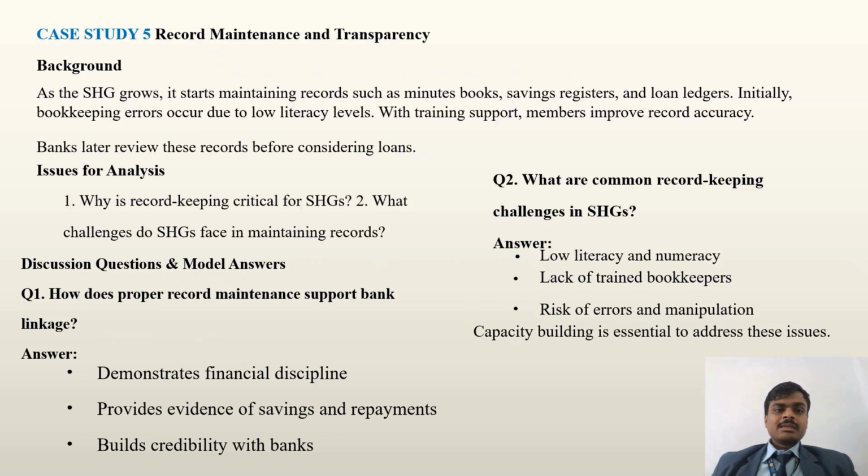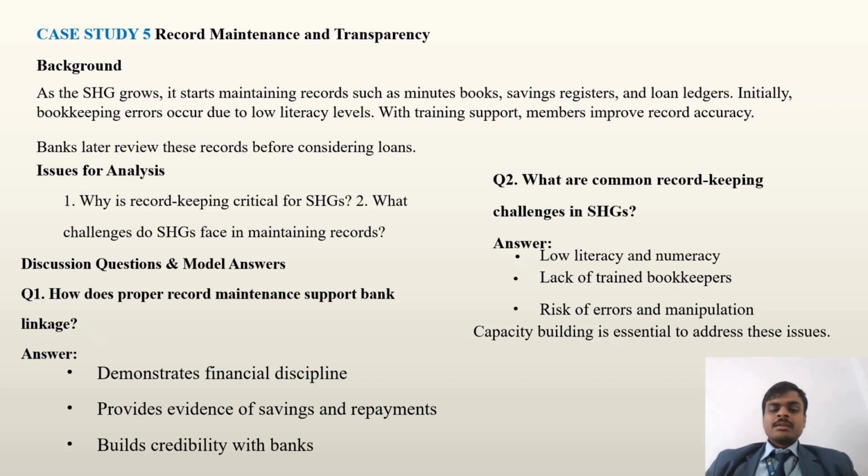Further proceeding with case study number 5, the topic is record maintenance. I'll be explaining about the record maintenance. As the SHG grew, they started maintaining records like savings register and loan books. At first, mistakes happened due to low education level. After training, they improved. Banks check these records before giving loans.